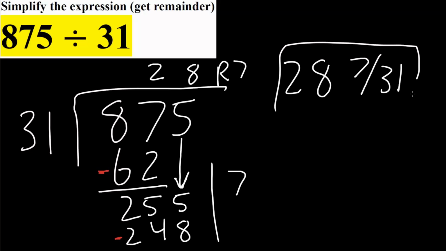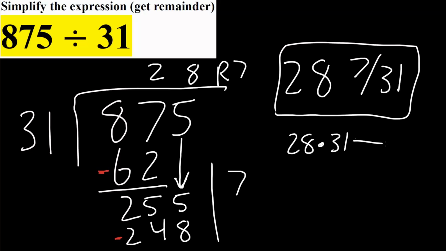And so now we can even think about it. 28 times 31 would be 868. And if you want, try it on the calculator. But we have 875. So we have a remainder of plus 7. In order to get 875, we need to add 7. And that's why we're saying 28, remainder is 7, 7 divided by 31. And so this right here is the final answer.